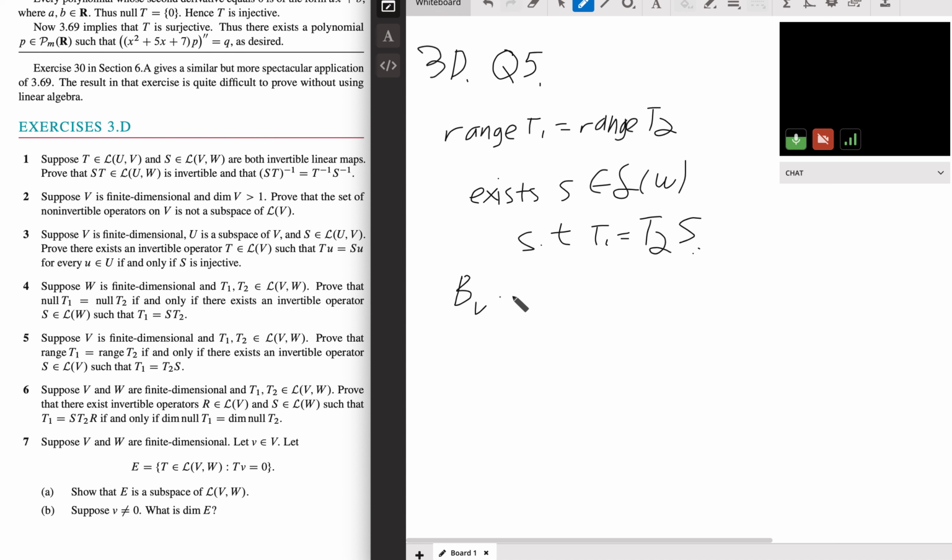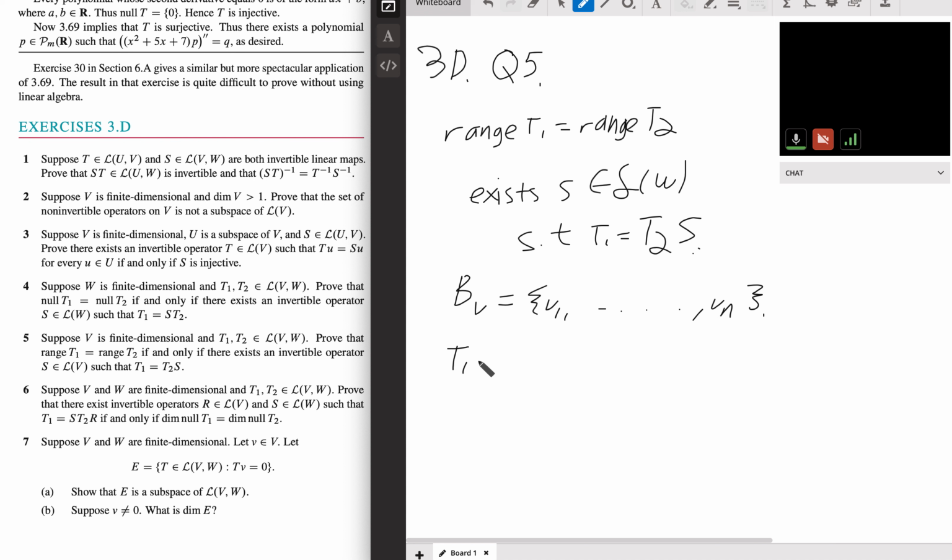Okay, so first we'll establish a basis of V and call it V1 through Vn. And then let's think about a definition for S, right? Because that's usually how you want to go. You want to define S. You want to show it's an invertible linear map. And then you want to show that T1 is T2 composed with S. But that usually follows from the definition of S.